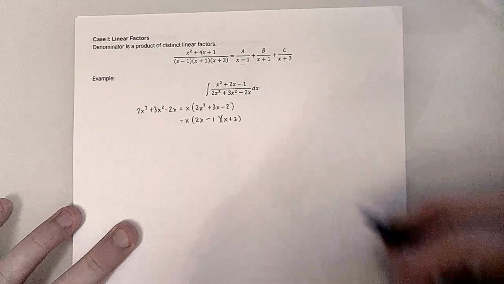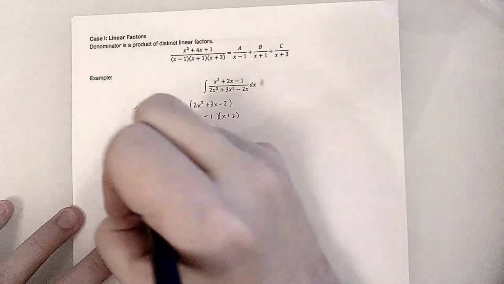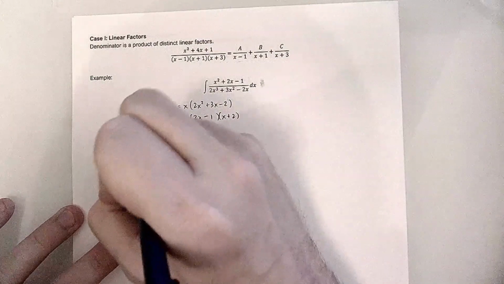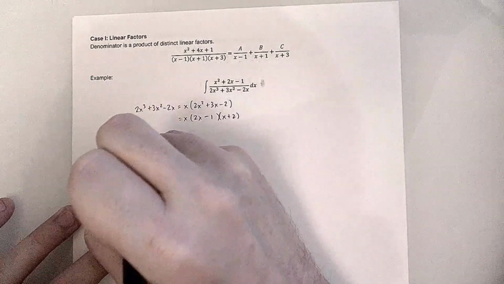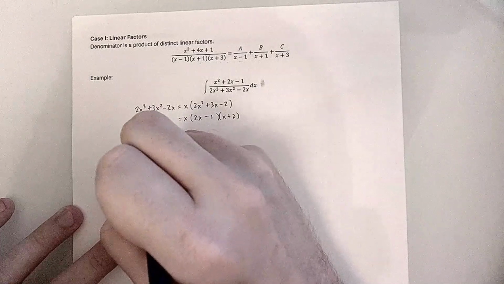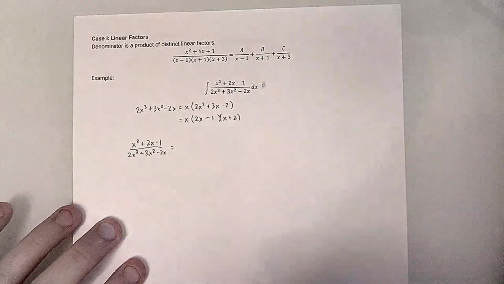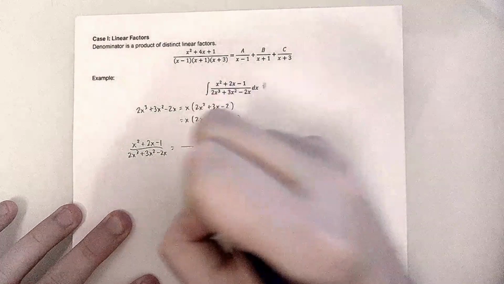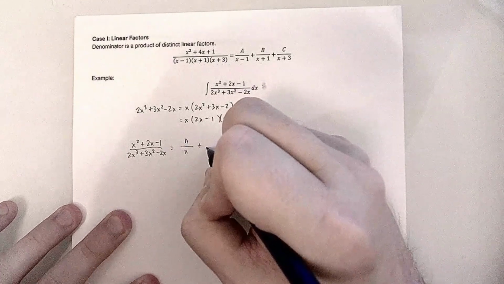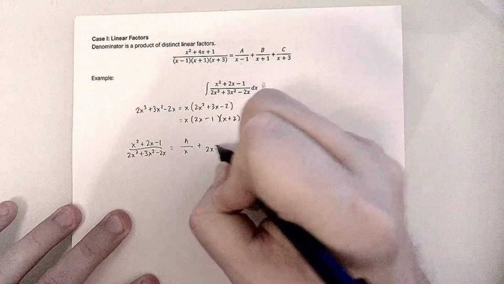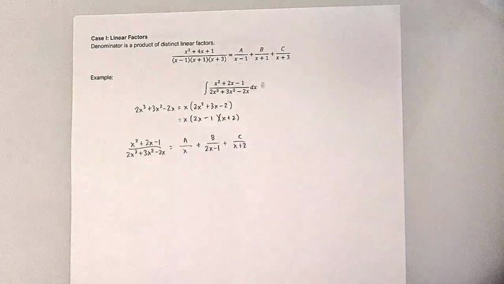So now we can look at this. We can break this fraction down, and we'll do that down here. x squared plus 2x minus 1 over 2x cubed plus 3x squared minus 2x is equal to, well, now we've got our linear factors that we can use to break this down. We get A over x, B over 2x minus 1 for that one, and C over x plus 2 for the third one.